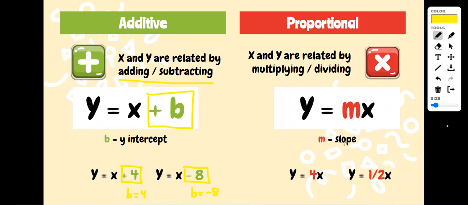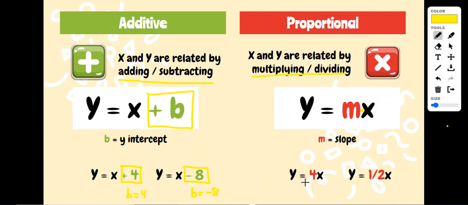In a proportional equation, x and y are being related by multiplication or division, and that value of m is called the constant of proportionality, whatever we're multiplying by each time. M is the coefficient, or the number in front of x that you're multiplying by. It's also representative of our slope, or the steepness of the line.